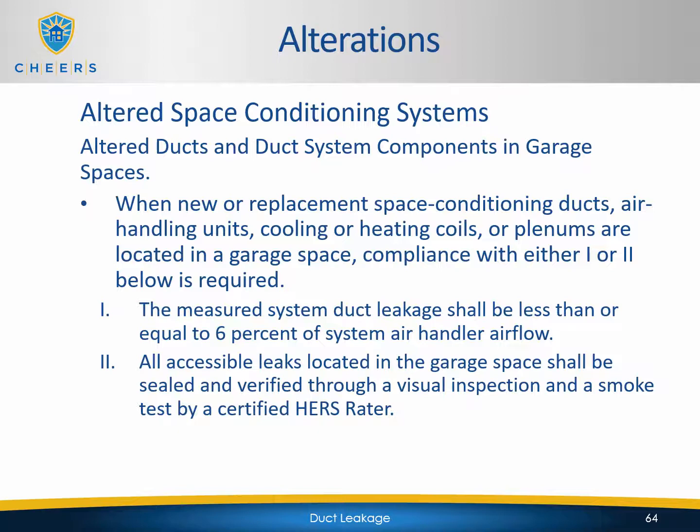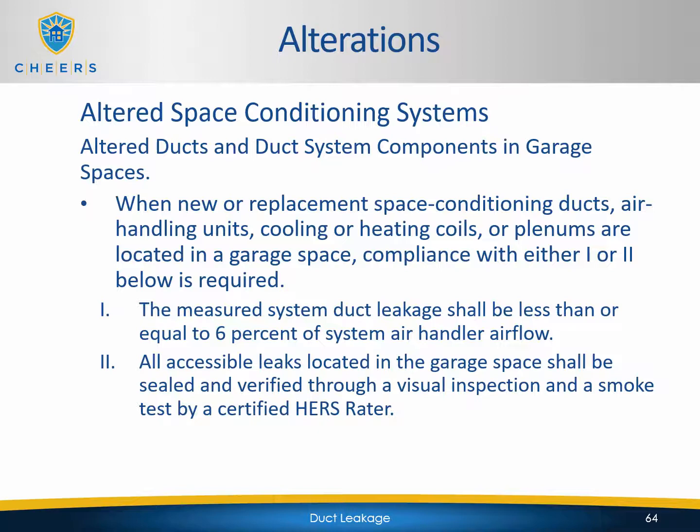So when you have new or replacement space conditioning ducts, air handling units, cooling or heating coils, or plenums located in a garage, then compliance with either item number 1 or 2 is required. The first one is to perform a duct leakage test, and it needs to be less than or equal to 6% of the system air handler airflow, instead of the 15% that we saw on the previous slide. If you cannot achieve a 6% leakage rate, then you will need to go to the smoke test and have all accessible leaks located in the garage space sealed and verified through visual inspection and a smoke test by the certified HERS rater, which is you.